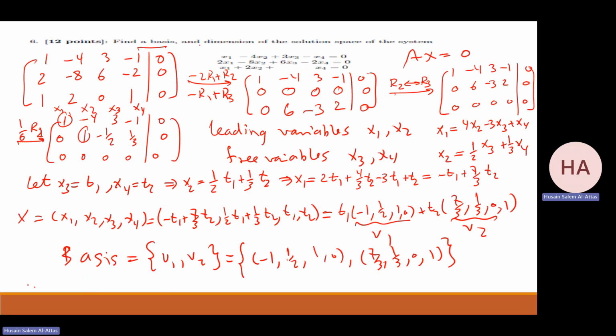Here I forgot to mention the dimension. The dimension will be 2, which is the number of free variables. They are 2. That's it.